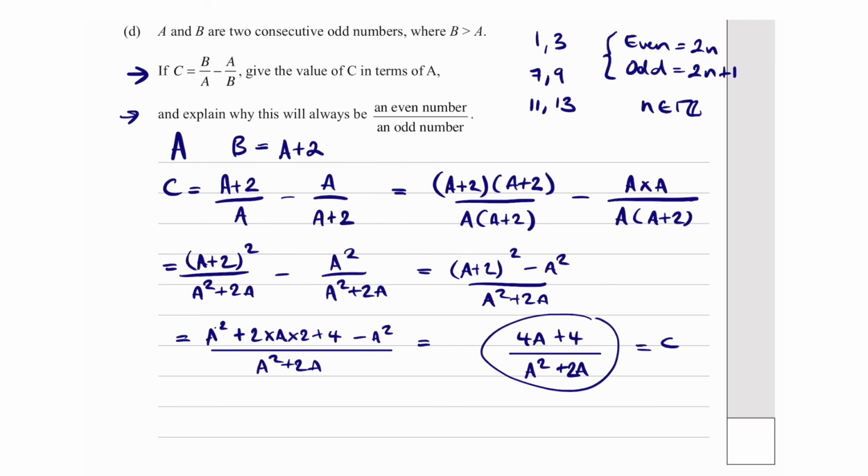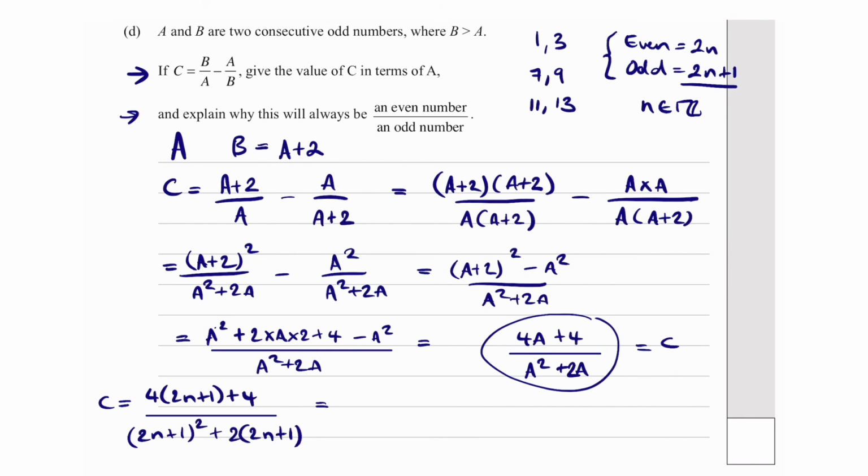Now, we know that A is an odd number, so whenever I see an A, I'm going to replace it with 2n plus 1. So C was equal to 4A, so 4 multiplied by 2n plus 1 plus 4, divided by A squared. So A squared is 2n plus 1 squared plus 2 times A, which was 2n plus 1. This is a nice little equation here. We should simplify it down.